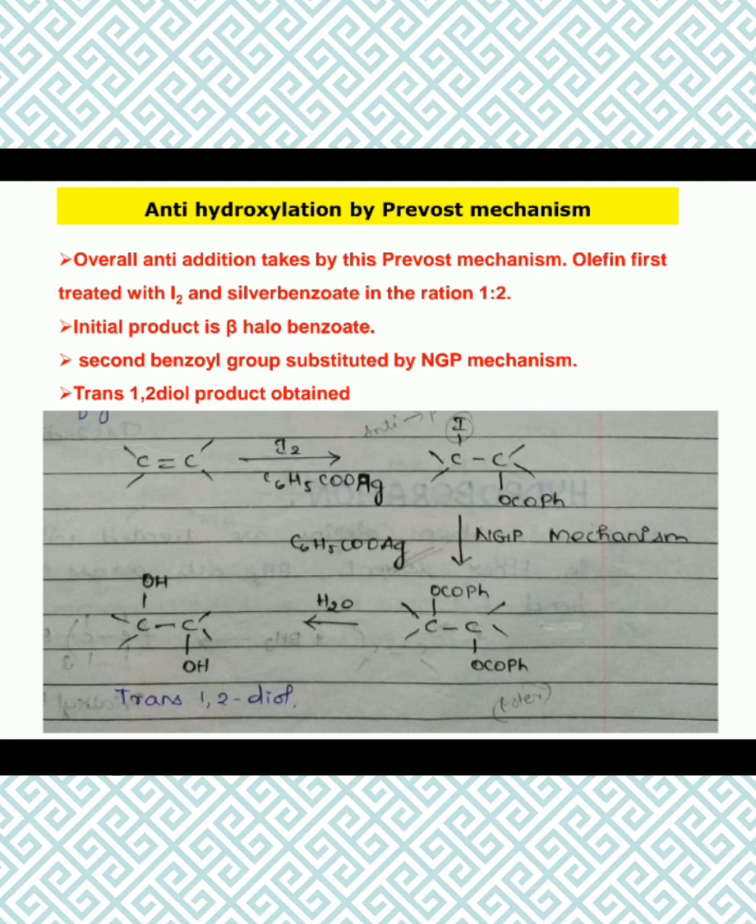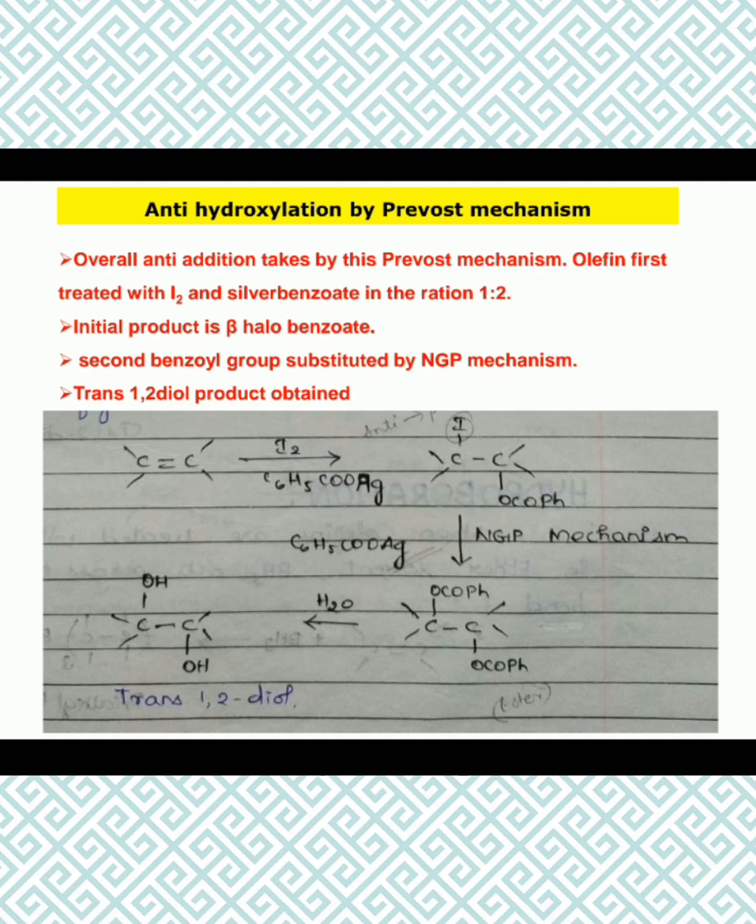And in this reaction, the neighboring group mechanism takes place. The mechanism operated in this Prevost reaction is the NGP mechanism, that means neighboring group participation mechanism. Initially, in this reaction, when alkene reacts with iodine and silver benzoate, it forms the beta iodobenzoate in the first step, and after this formation, the iodine is substituted by the benzoyl group through NGP mechanism.